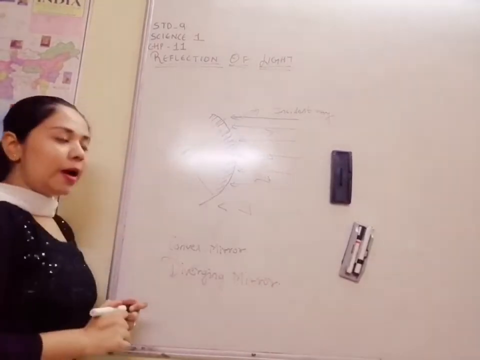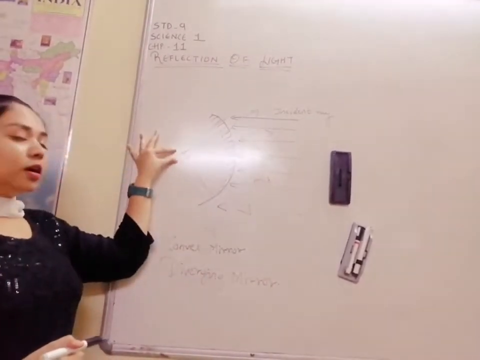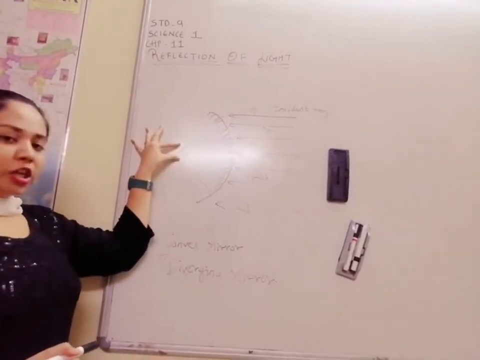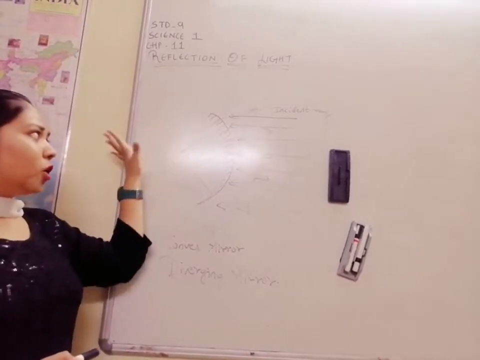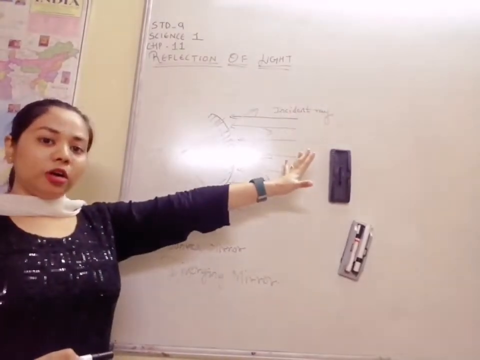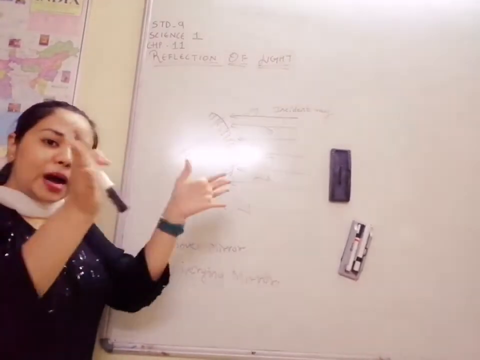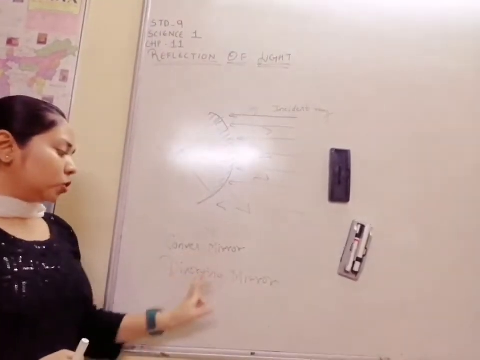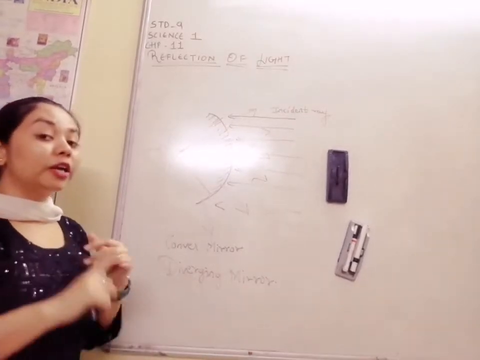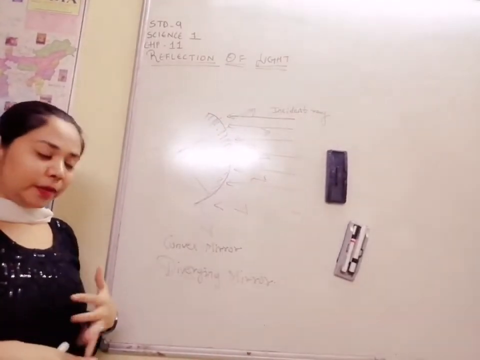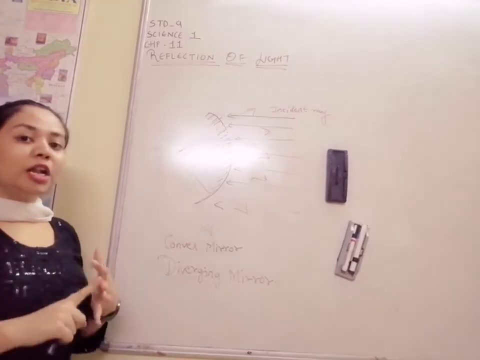Okay. What will happen? Incident ray will come. It will be converging at one single point, and from that all the reflected ray will fall down, and that's why it is known as what? Diverging, because they are moving apart. Okay, so that's why it is known as diverging mirror. Concave mirror was a converging mirror, and convex mirror is a diverging mirror.